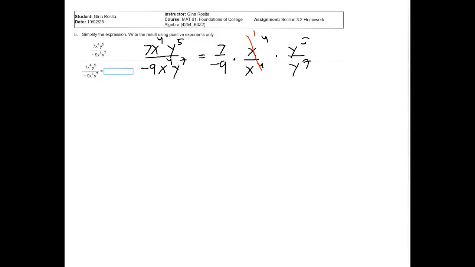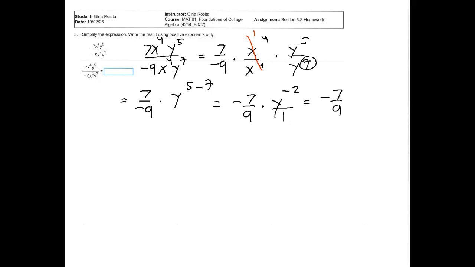So now the answer becomes 7 over negative 9 times y to the 5th over y to the 7. Use the quotient rule: 5 minus 7. So the answer becomes negative 7 over 9 times y to the negative 2. To become positive, we have to flip it. We can put over 1 like this. So it becomes negative 7 over 9 times 1 over y squared. So we can write it again as negative 7 over 9y squared.